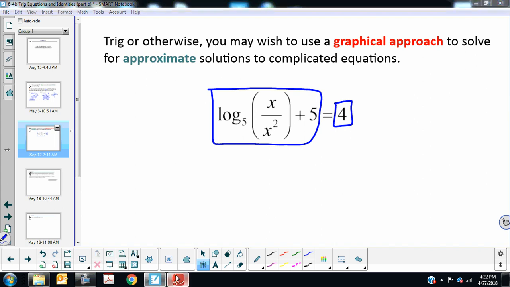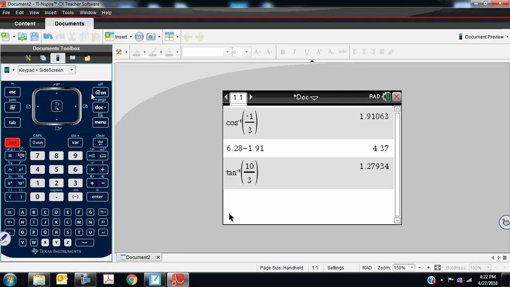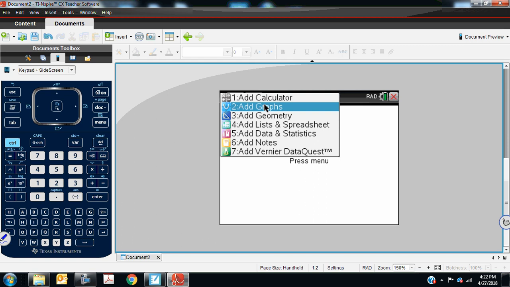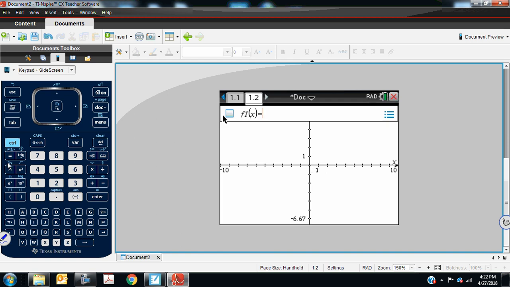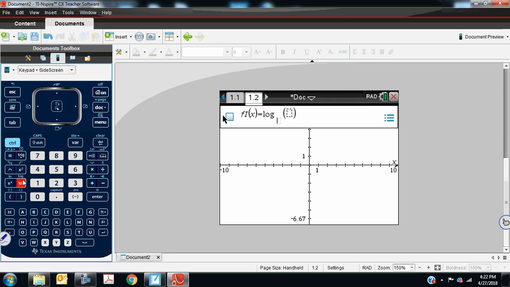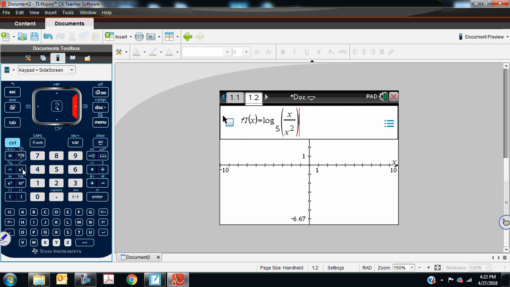And then we'll see how we can apply this to trigonometry. So I'm going to add a graph page to solve this equation. And I believe the function was a log with base 5. And here there was a fraction, x over x squared. And out here it said plus 5, and I'm not going to put the equals 4. I'm just going to hit enter and let this thing graph.